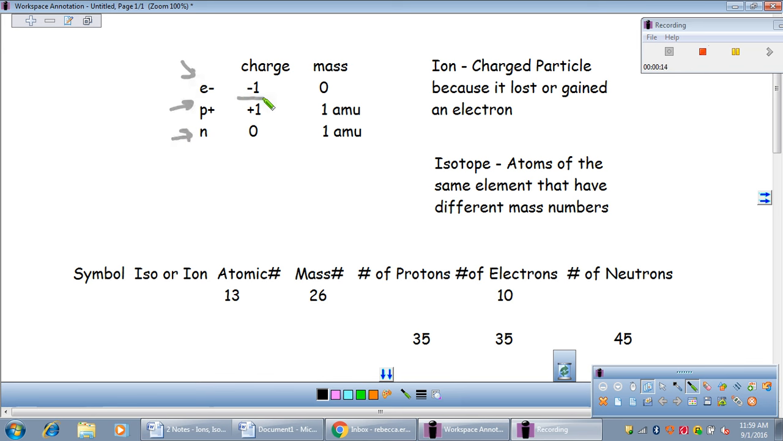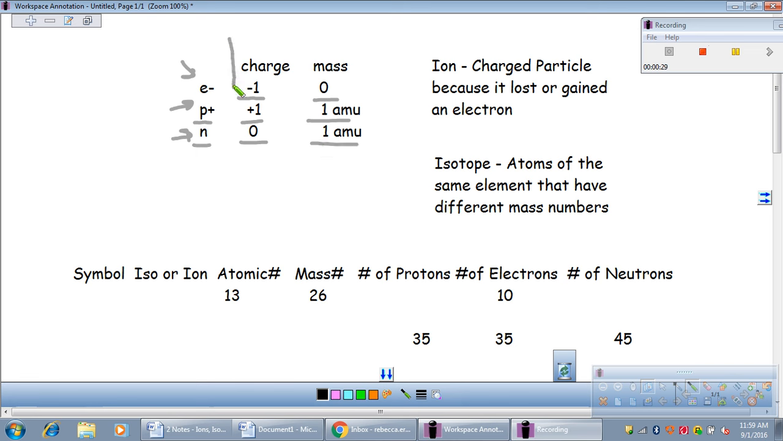Electrons have a -1 charge and a relative mass of 0. Protons have a +1 charge and a relative mass of 1 AMU. Neutrons are neutral, no charge, and they have a relative mass of 1 AMU.